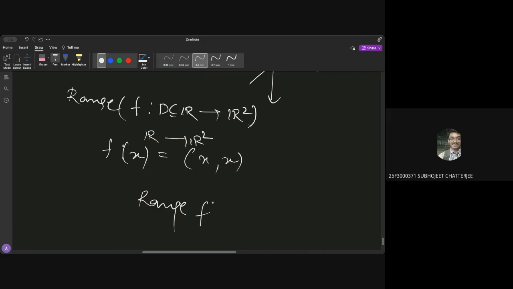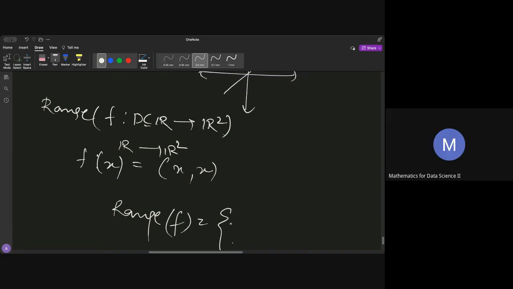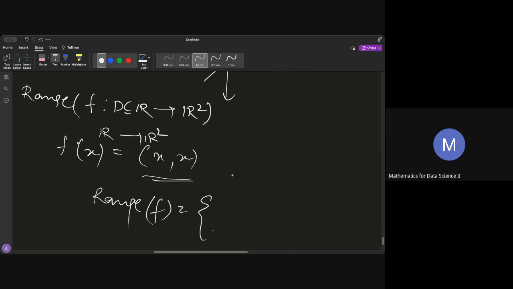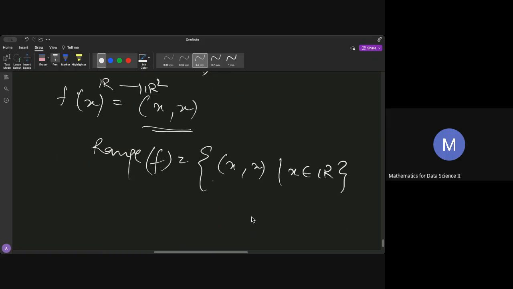Ma'am, range is entire R2. No, it's not entire R2. How is the range of this entire R2? Will you have 1 comma 2 in the range of this function? No, no. It is like 1 comma 1, 2 comma 2, 3 comma 3 like that. So in simple words, you can say it's of the kind x comma x where x is coming from R in simplest terms, right? You don't have to do anything here.